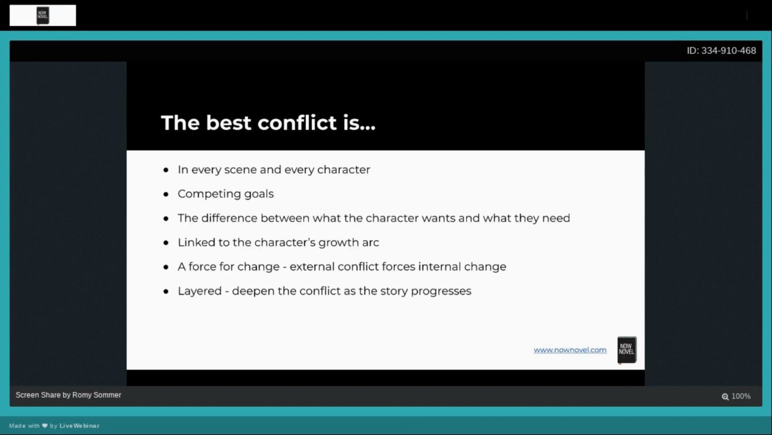You don't want to have your whole first chapter, and this is where, again, I see a lot of beginner writers, their first chapter is the whole character's backstory that brings them up to this point.